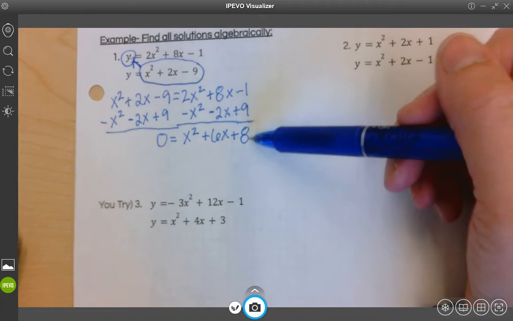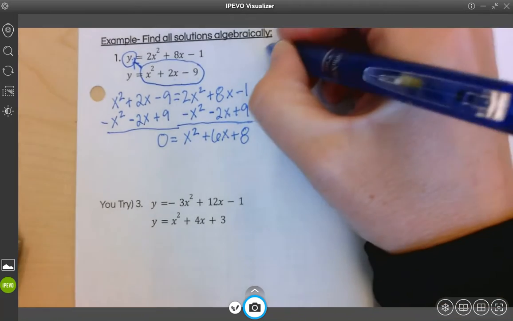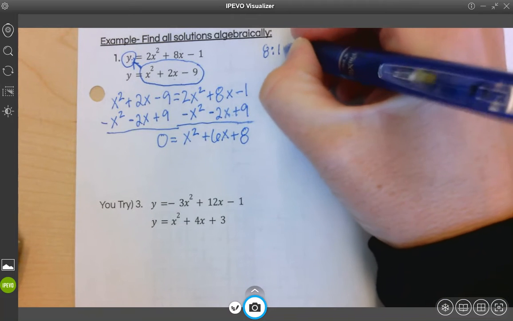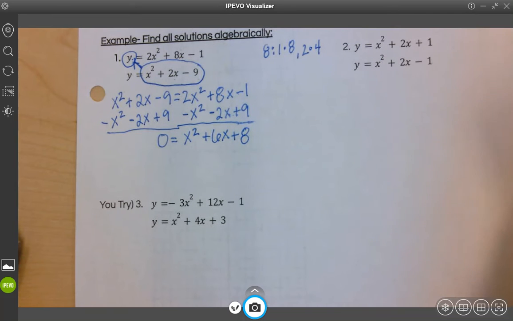All right, so I'm going to look for the numbers that multiply to 8 and add to 6. So for 8, I'm thinking 1 times 8, 2 times 4. Do either of those add to 6? Good.